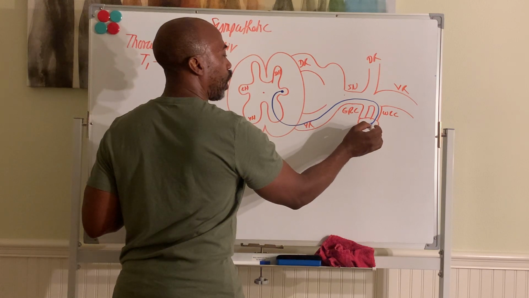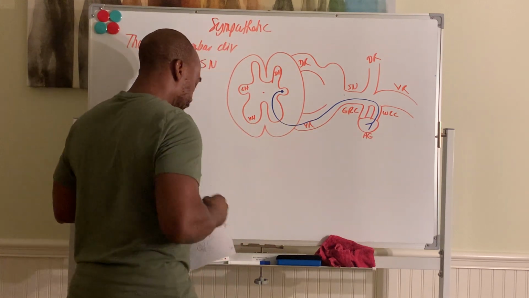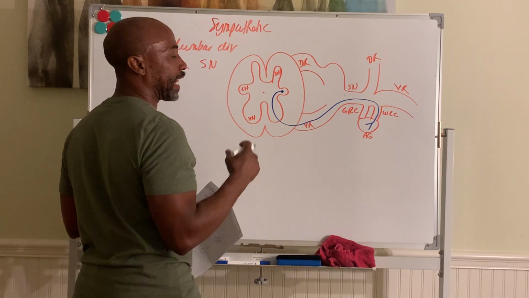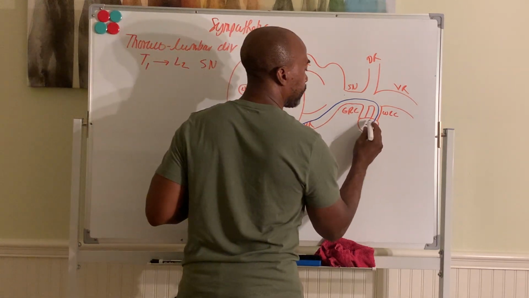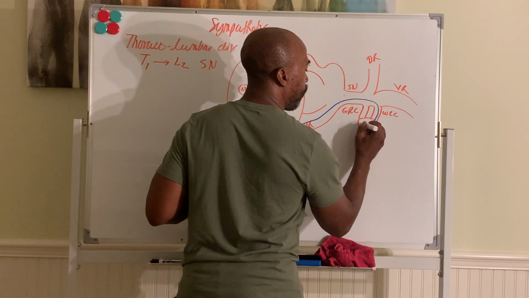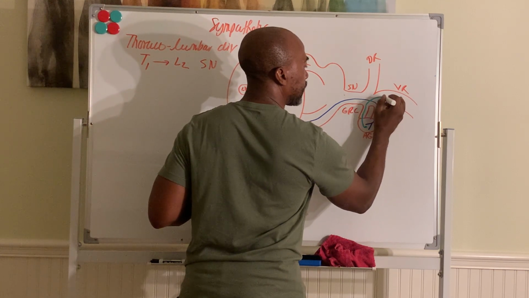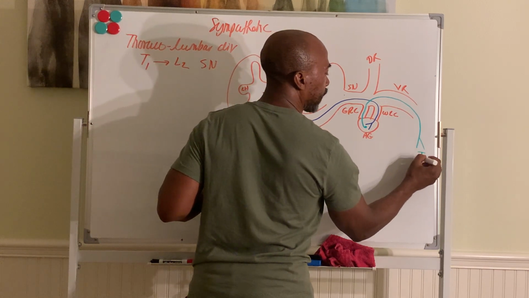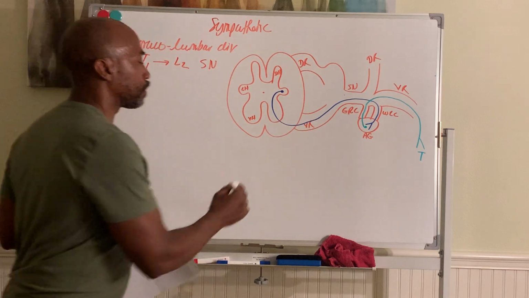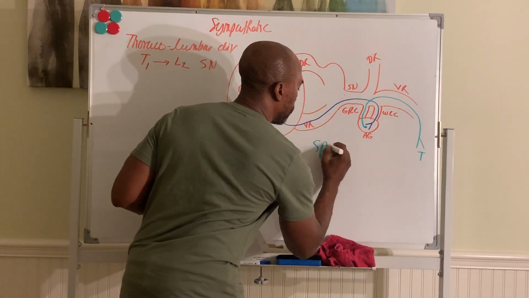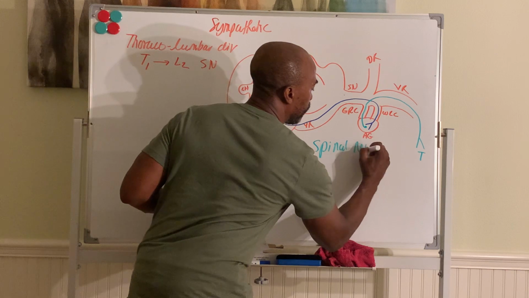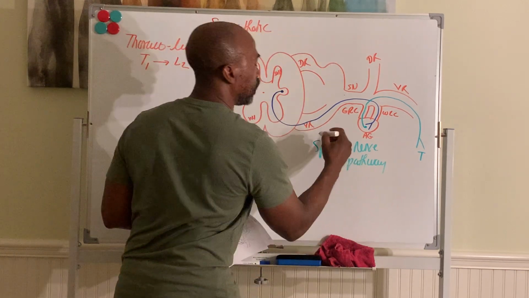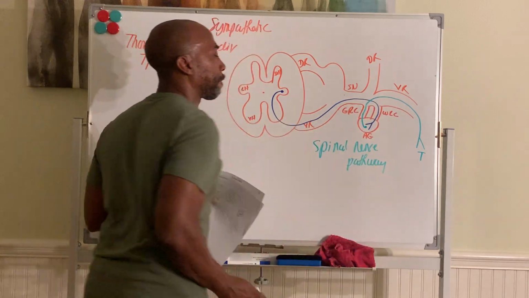So this is the autonomic ganglia where it stops. And then the post-ganglionic neuron leaves from here and re-enters through the gray rami communicantes, then enters into the spinal nerve to continue its journey to the target. So that's called the spinal nerve pathway, because it's using the spinal nerve to get to its target.